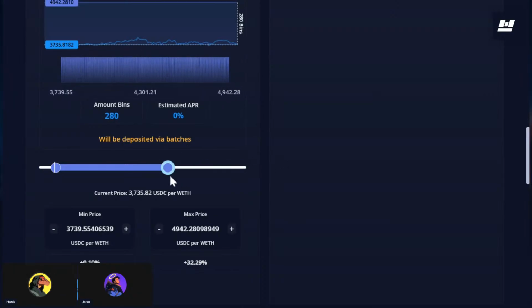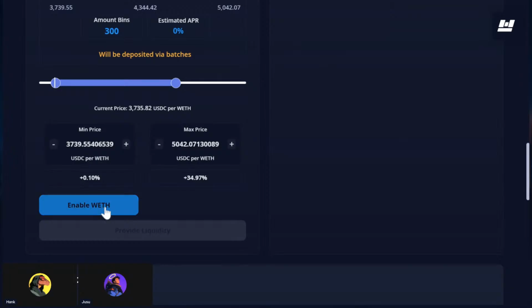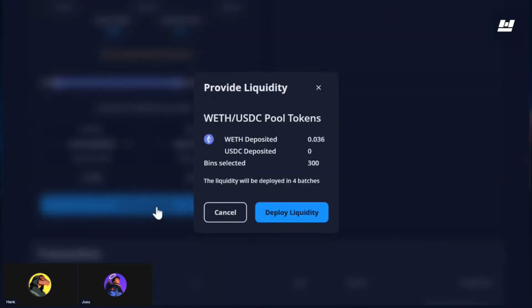So we need to cut it to fit one transaction max. I'm just going to do now, let's say, 5,000. Then we still have a batcher. It goes to about 303 bins. Let's do 300 bins like this, around a 5,000 price. Now I'm going to enable, and now you can see how the batcher works. So I confirm, and now I provide liquidity.